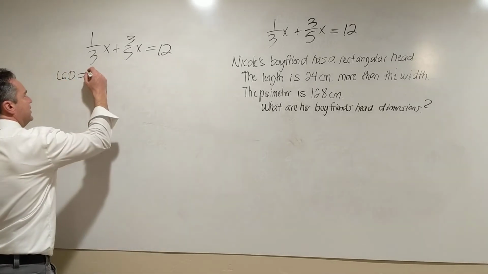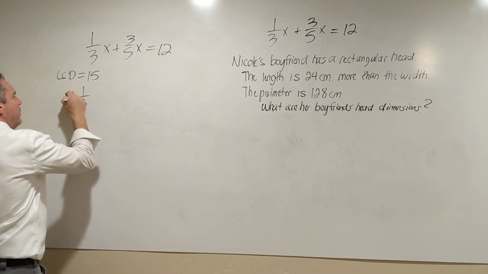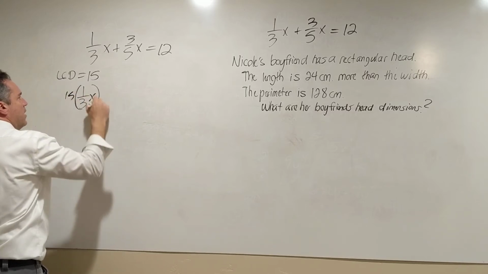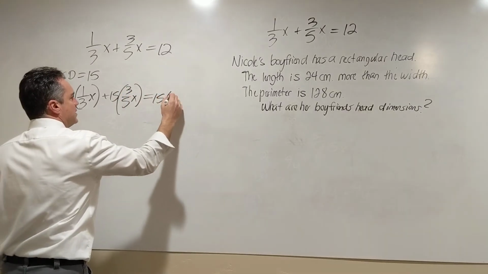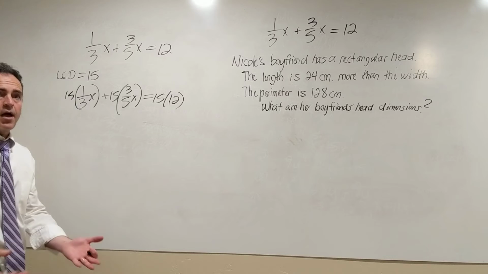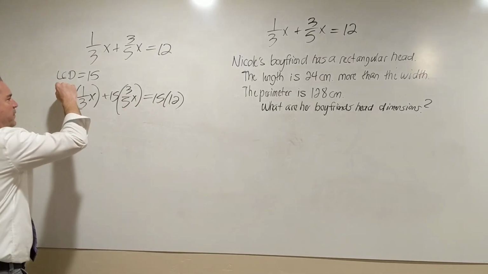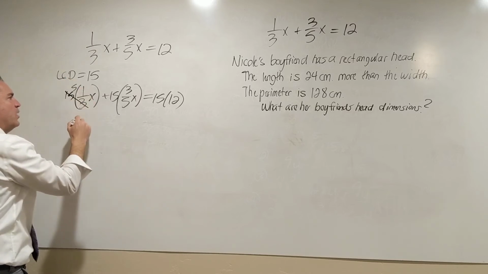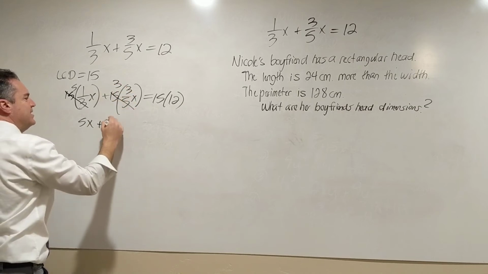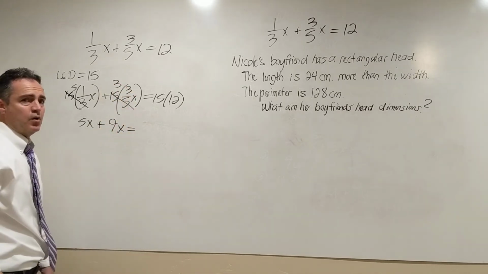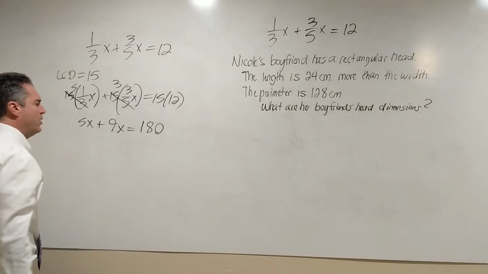All right, so the LCD is 15. So we're going to have 1/3 x, and we're going to multiply that by 15, plus 15 times 3/5 x equals 15 times 12. Nicole, will you look on your calculator and be working on what is 15 times 12? Because your old man cannot remember that. 15 over 3 makes 5. 5 times 1x is 5x. 15 over 5 makes 3. So plus 3 times 3x is 9x. And 15 times 12 is? 180. The lovely Nicole finding that for us.